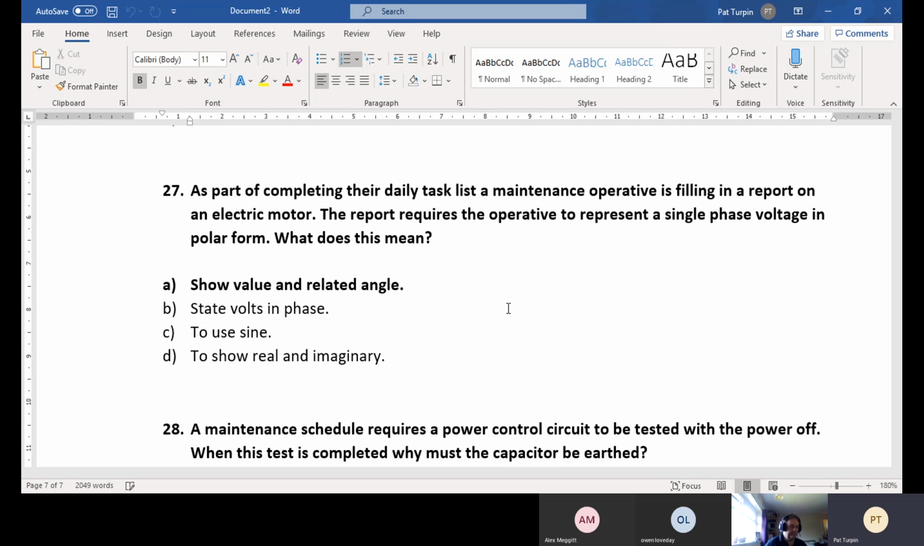Okay, as part of completing the daily task list, a maintenance operative is filling in a report on an electric motor. The report requires the operative to represent a single phase voltage in polar form. What does it mean? Well, show value and related angle.